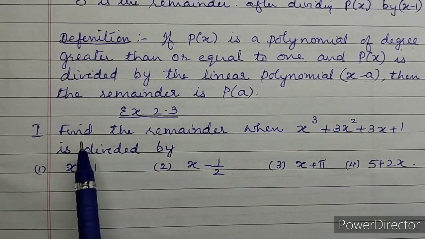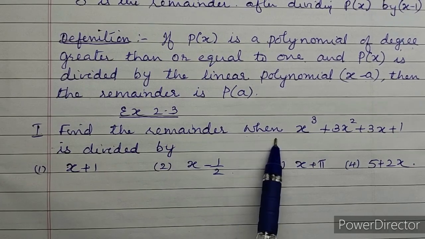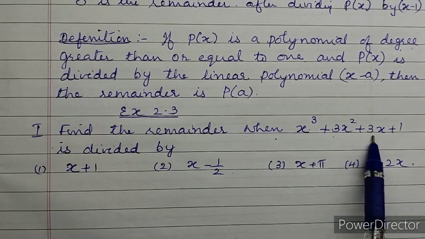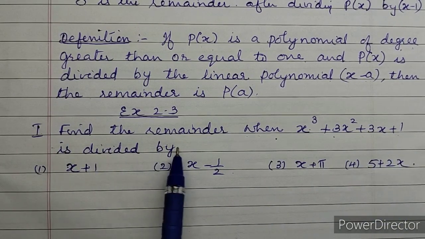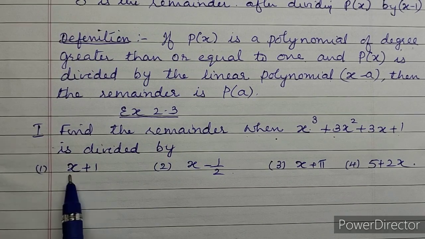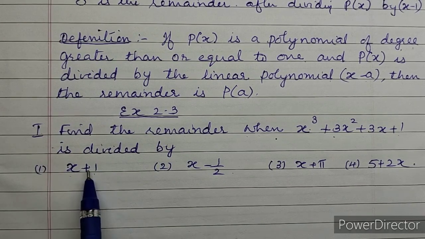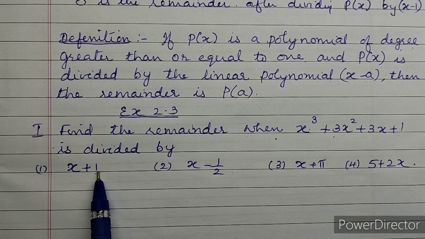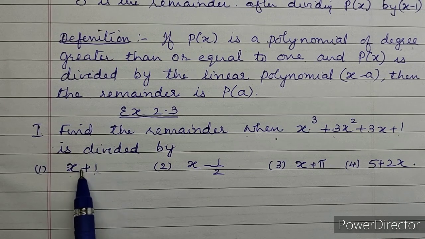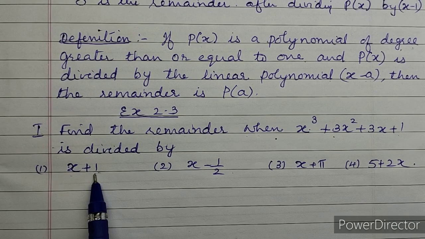Exercise 2.3, first main. Find the remainder when x cube plus 3x square plus 3x plus 1 is divided by, first question, x plus 1. So x plus 1 means this is plus 1. What you have to do? P of minus 1 you have to find.